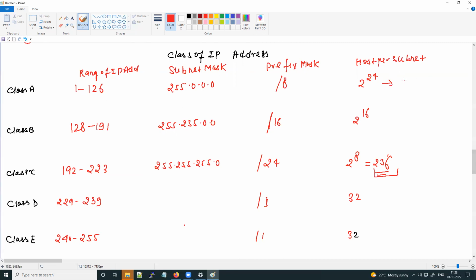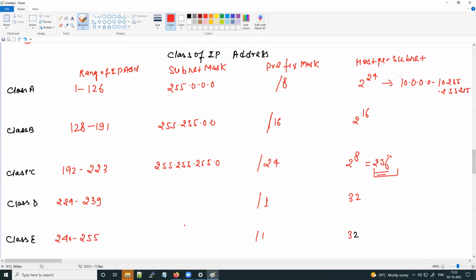Class A private IP address means 10.0.0.0 till 10.255.255.255. To fulfill the organization IP requirement, this categorization is there. And it doesn't mean that if I have a small organization, I cannot use the 10 series. I can use the 10 series.